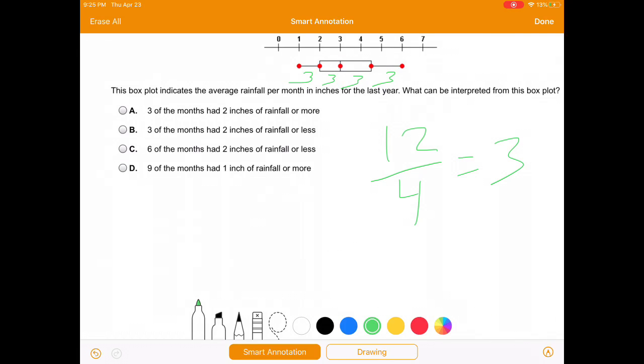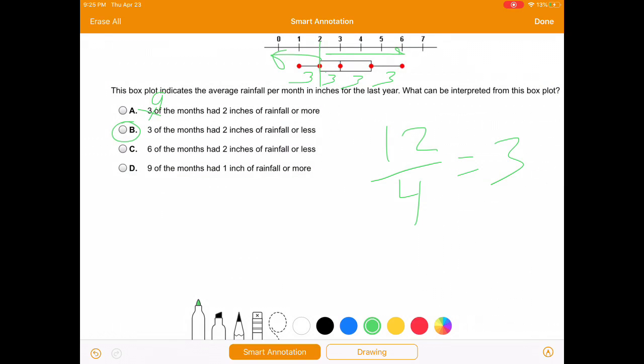A says 3 of the months had 2 inches of rainfall or more. If we look at 2 inches of rainfall or more, that deals with the top 3 quartiles, so that's actually 9 of the months. The next one, 3 of the months had 2 inches of rainfall or less. Here's 2 inches of rainfall or less, and that happens to be 3. So that is the correct answer there.